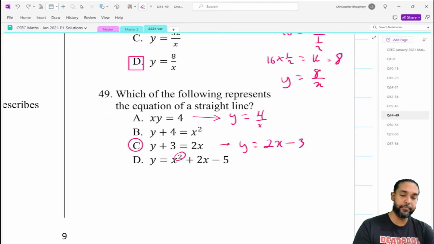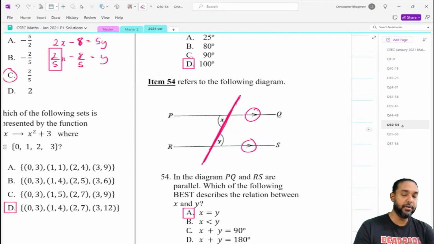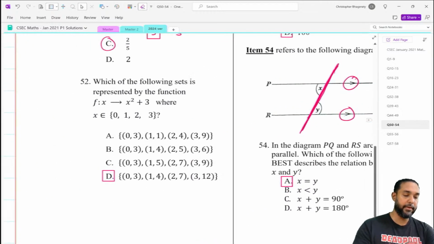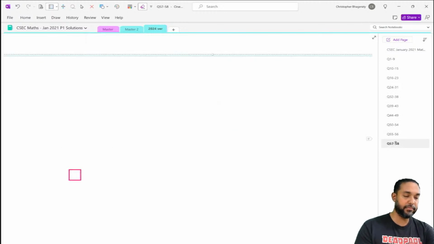Right, so 49, and 51 you said? 52. We saw 52 on the previous paper, right? You have a function x squared plus 3 and they give you 4 x values. So you just sub them in and see where they match up with down here. 1 squared is 1, and 4 and 3 is 7. Then was the last one 57? 57, yeah.